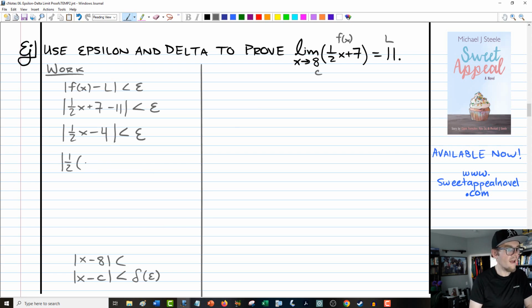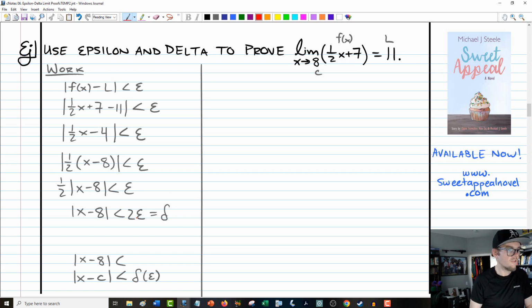I'll factor out a 1/2. That'll leave me the absolute value of 1/2 times the quantity x minus 8, all less than epsilon. Just like before, I can factor out that 1/2 because 1/2 is positive, so I can pull out the positive scalar from the absolute value function. And then from here, I'm going to multiply both sides by 2 to get rid of that 1/2. That will leave me with the absolute value of x minus 8 is less than 2 times epsilon. And that's what we were looking for. Let's choose this to be our delta as a function of epsilon.